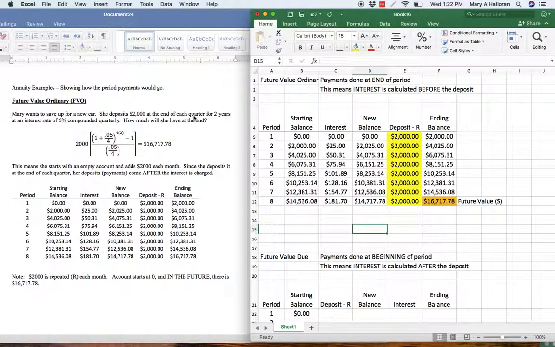That was the amount that happened each period. 2,000 each quarter. That's my R. It was a repeated amount, R. And this is a future value problem. So this is where this table came from. And I'm just showing you how I did it.